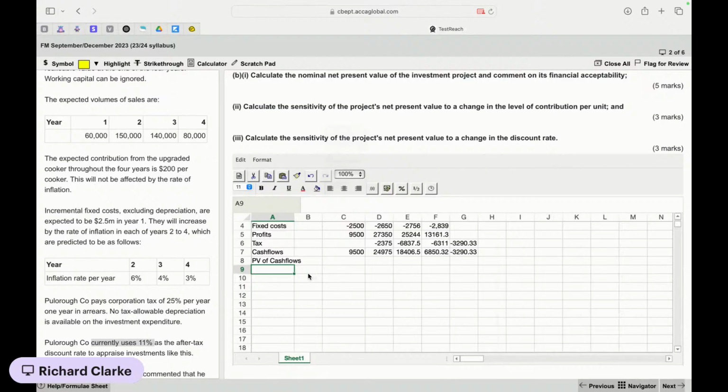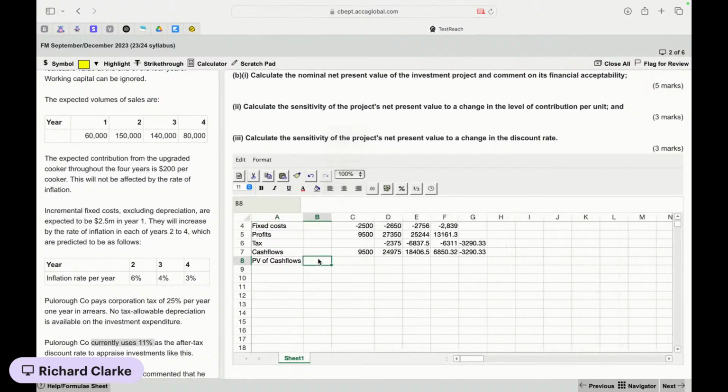But okay, to get the present value of cash flows, I'll make it a bit bigger and I'll put it here. What you do is NPV, open your bracket, then the rate, which was 11%, so 0.11, comma. So you're saying to the spreadsheet, I want you to discount the following at 11%. And the following is from there, colon, to there. You never include your opening investment in this. So there's the present value of the cash flows.